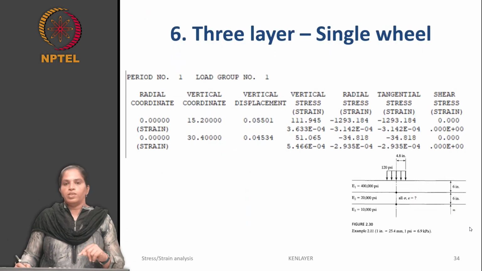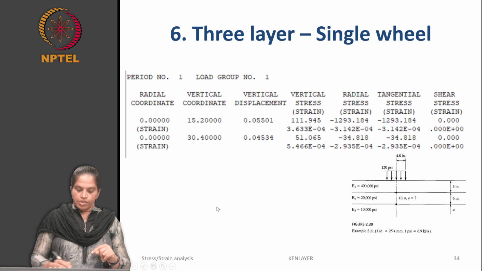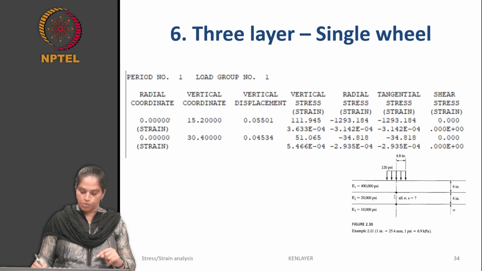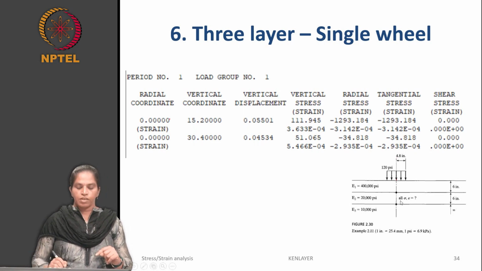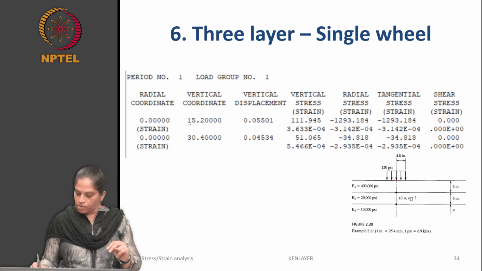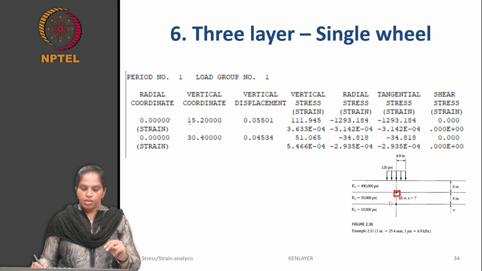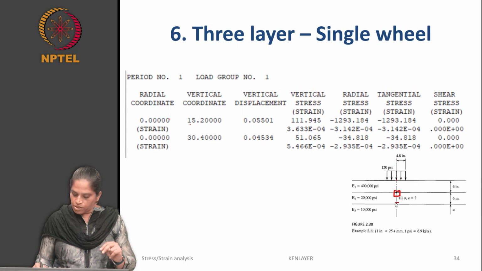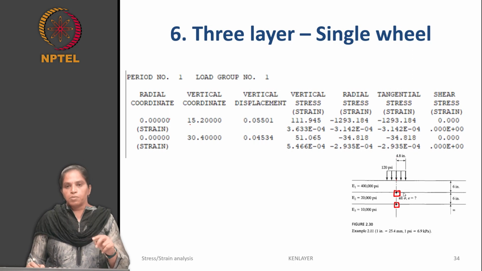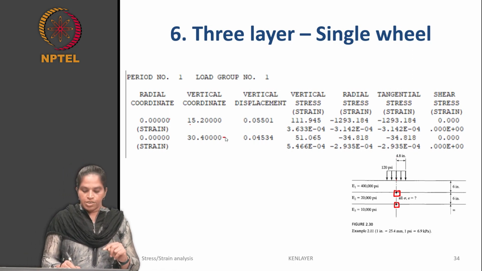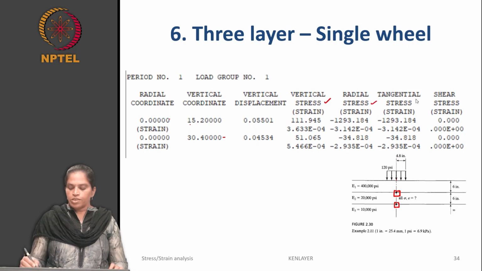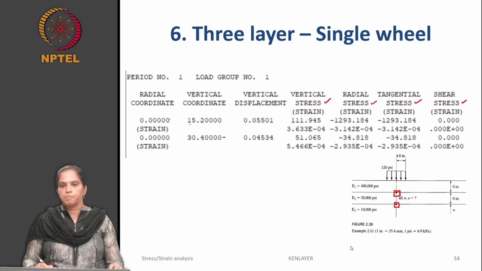Now once you give all this input and compile it, this is the result you will get. We have given only one radial distance, which is exactly at the center of loading, so along this axis. We have given two vertical coordinates, which are 15.2 centimeter, this point, and 30.4 centimeters, this point. The first line of results corresponds to the bottom of the asphalt layer. The second line of results corresponds to the top of the subgrade layer. These are the critical stresses and strain at two different depths.